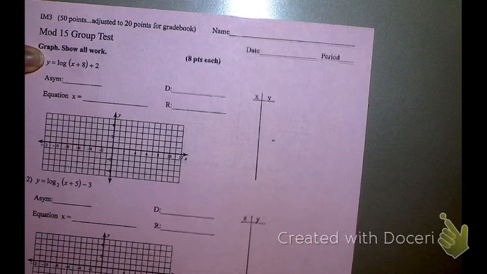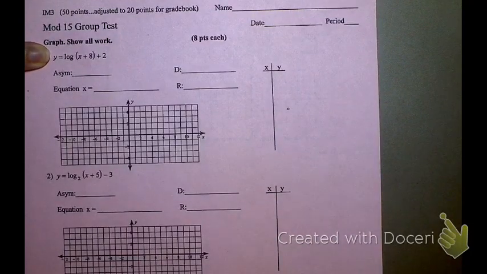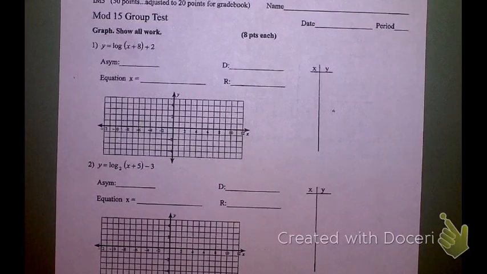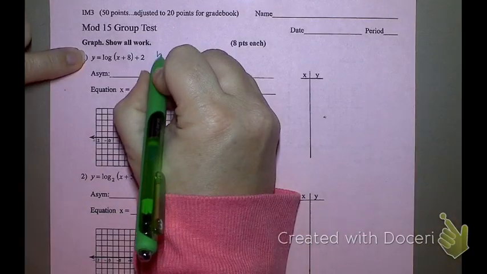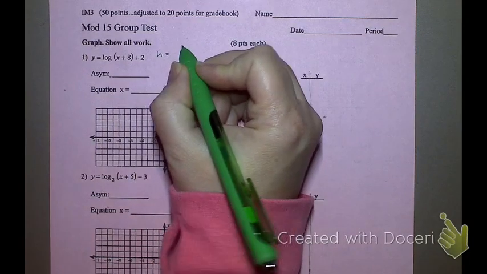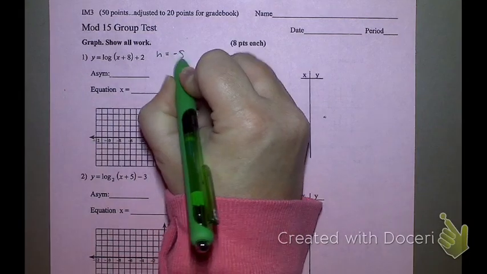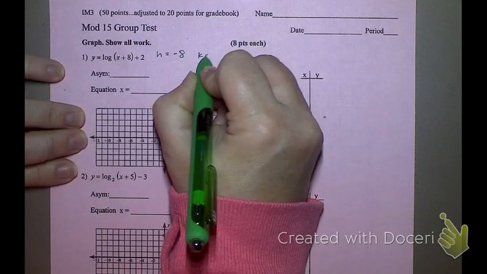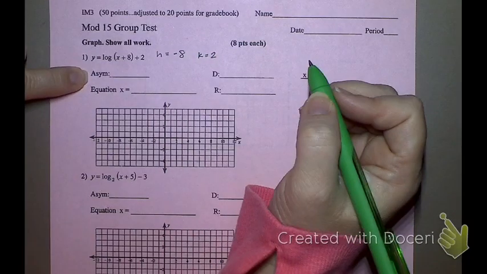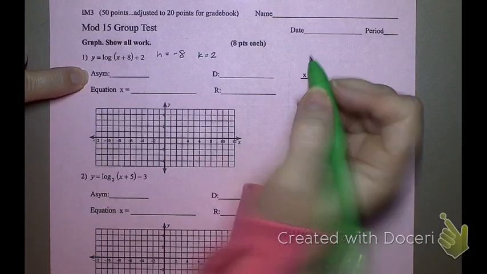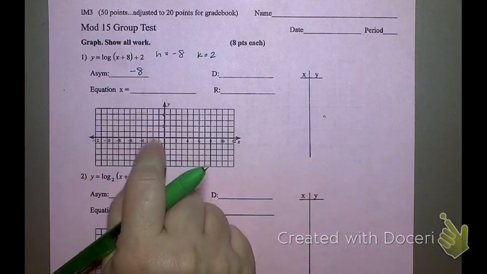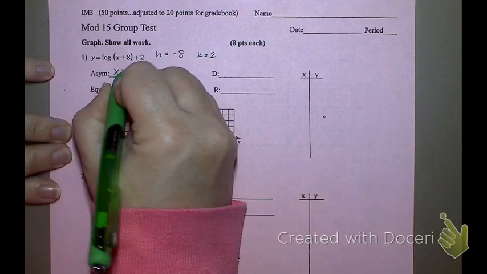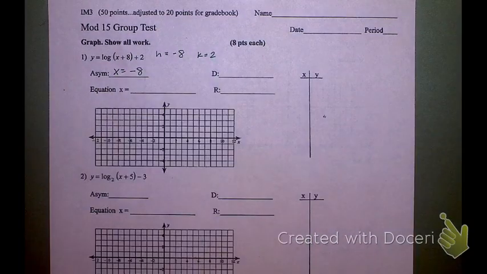With our graphs, here's where I started. Where's my camera all crooked here? Hang on. I started off identifying H and K. So in this particular one, what is H? -8. What is K? 2. So, what is my asymptote? X equals -8. Can you type that in decently to a keyboard? Yes. Should be easy, right?